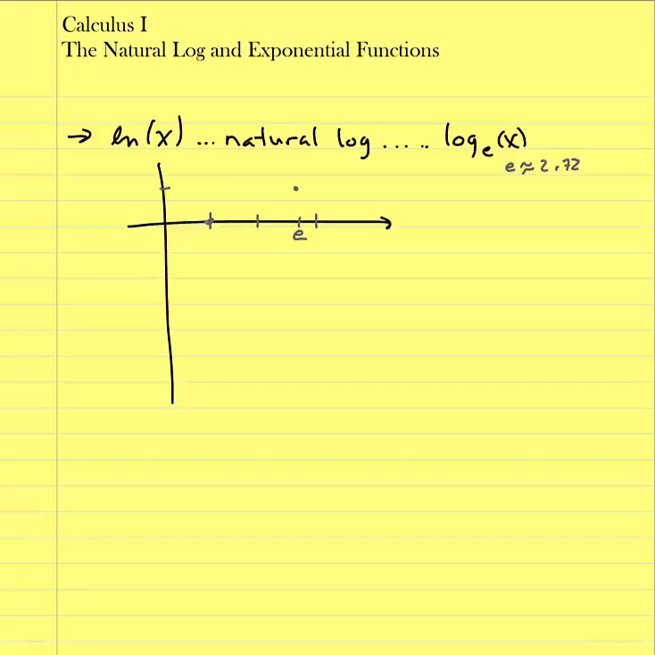Now for everything between 0 and 1, these are those very large negative numbers. And this will continue to grow very slowly. So this is the general shape of our natural log graph.